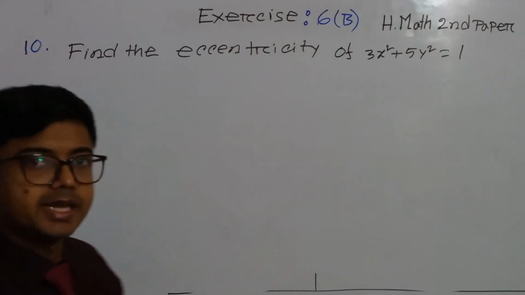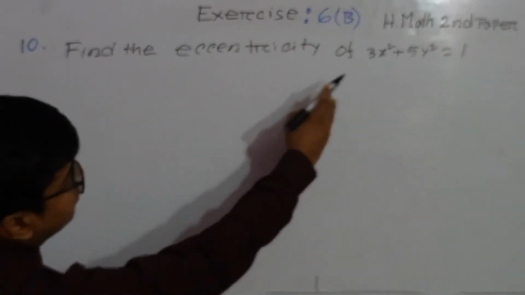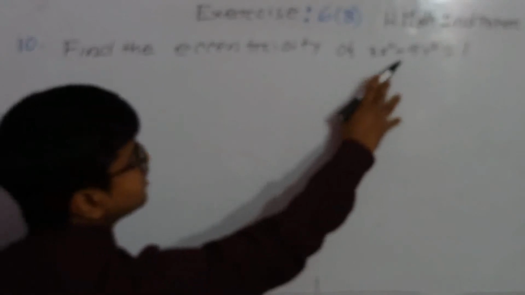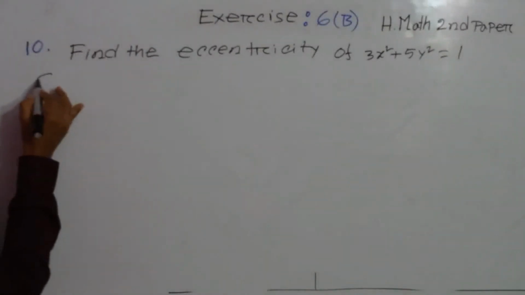Now question number 10. Find the eccentricity of 3x squared plus 5y squared equals 1. Solution.